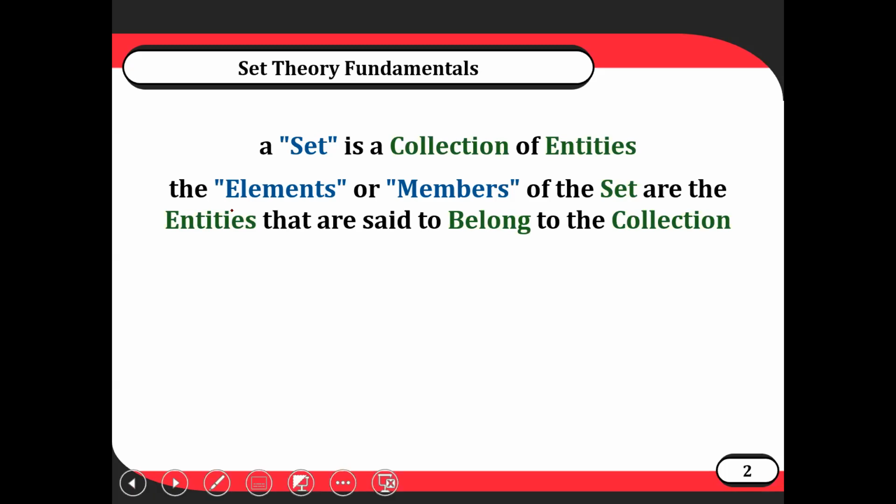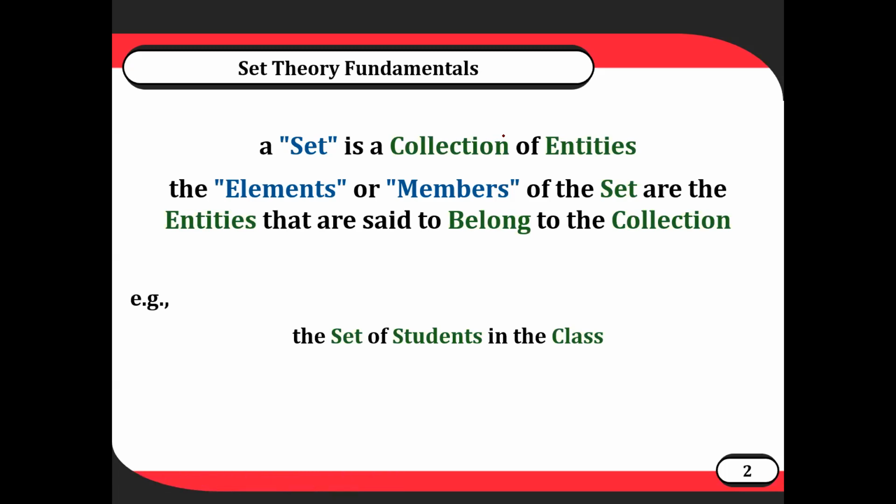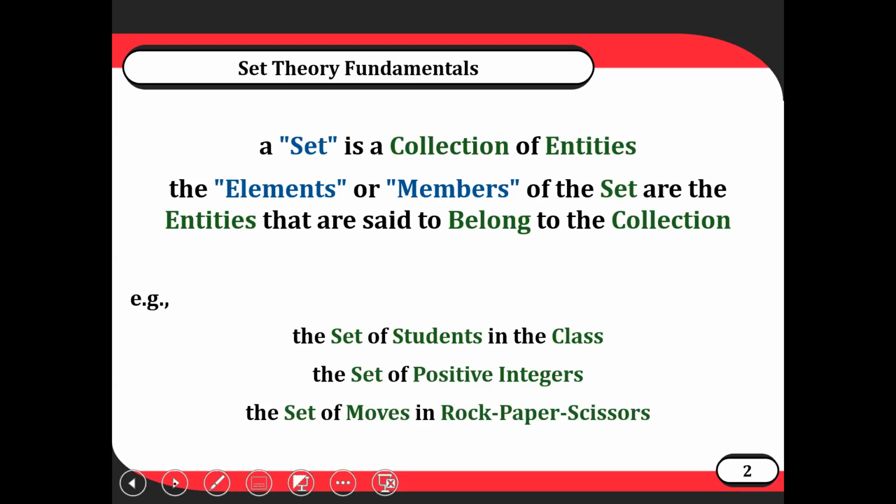Everybody can hear me, right? All right, perfect. Okay. So we can have a set of, say, students in the class. We can have a set of positive integers, the set of moves in rock, paper, scissors. So we can define just about any entity we like and include that in a set.